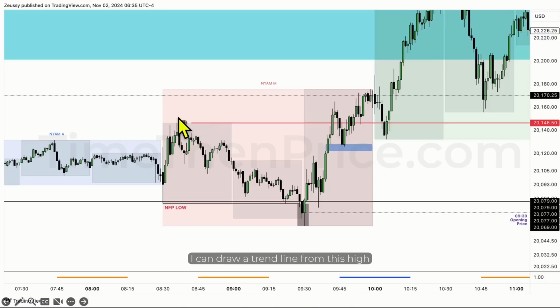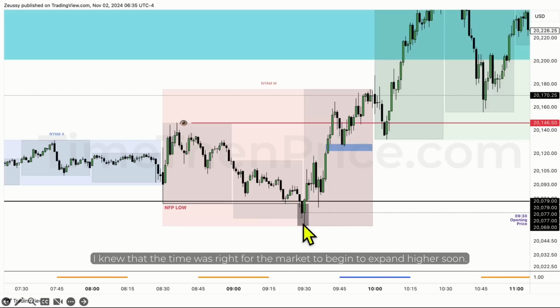I can draw a trend line from this high all the way across these highs, and you can see that there's a clear trend line which a retail trader would look at and establish a bearish idea based upon. That is what I'm looking for. I'm looking for that idea of the masses. When I then saw the market take out the NFP low right here, and I saw 9:30 open low, I knew that the time was right for the market to begin to expand higher soon.